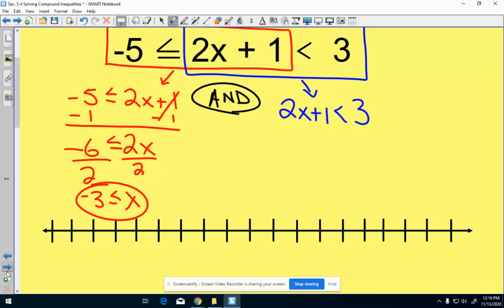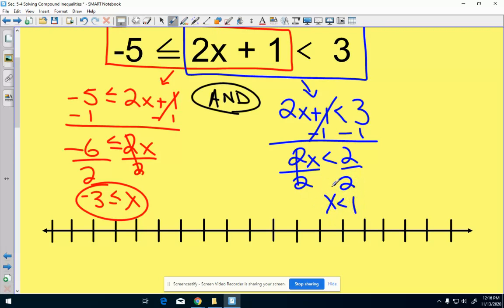All right, move the 1, divided by 2. I get my first statement. And then in the second one, I'll do the exact same things. I'm going to minus the 1, and then I'm going to divide by 2, and it's going to say x is less than 1.